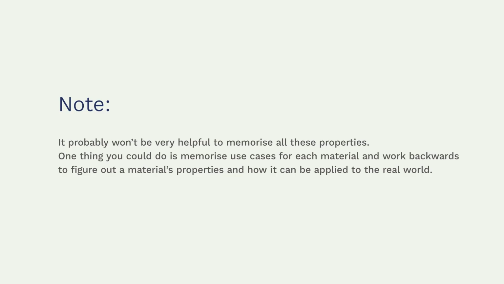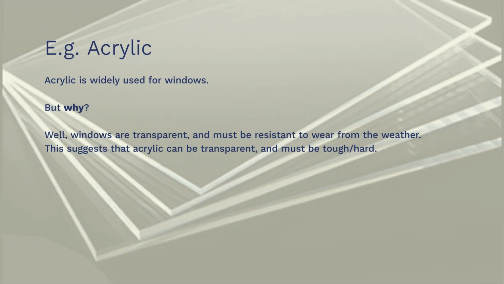Before we get into the properties of the polymers that you're required to know, one thing to note is it probably won't be too helpful to memorize all of these properties. One thing you could do is remember the use cases for each polymer and work backwards to figure out the polymer's properties. For example, acrylic is widely used for windows. But why? Well, windows are transparent and must be resistant to wear from the weather. This suggests that acrylic has to have the properties of being transparent and being tough or hard.